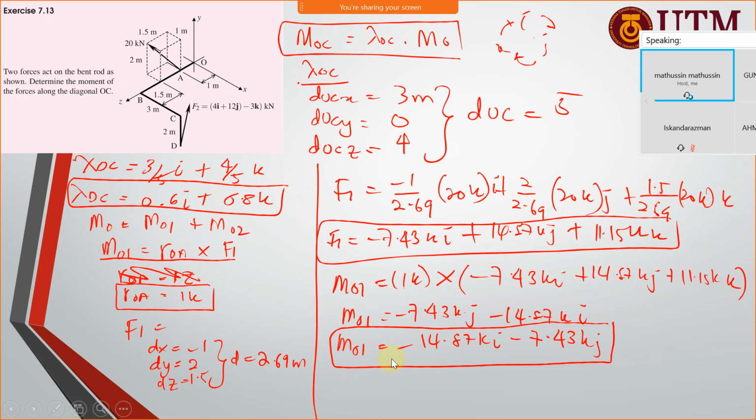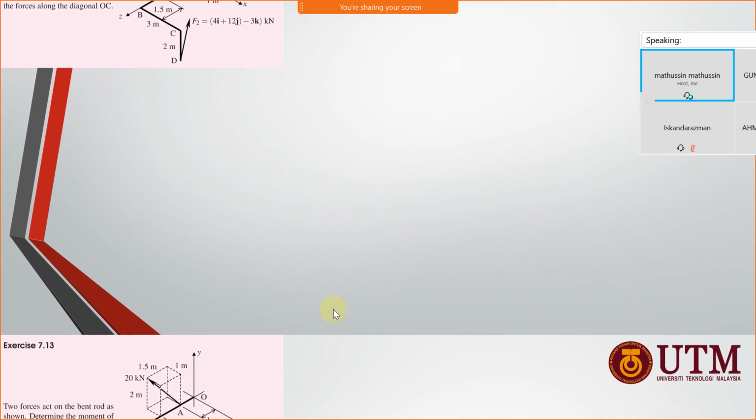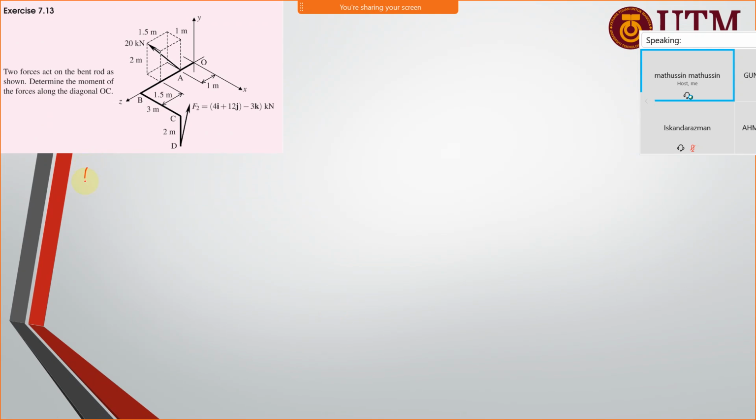Okay, so this is a moment about point O for force 1. So then kita nak dapatkan MO2 pula. So how to find MO2? MO2 sama dengan r from O to D cross with F2. So kita dapatkan rOD dulu. dODx berapa? What is our dODx?